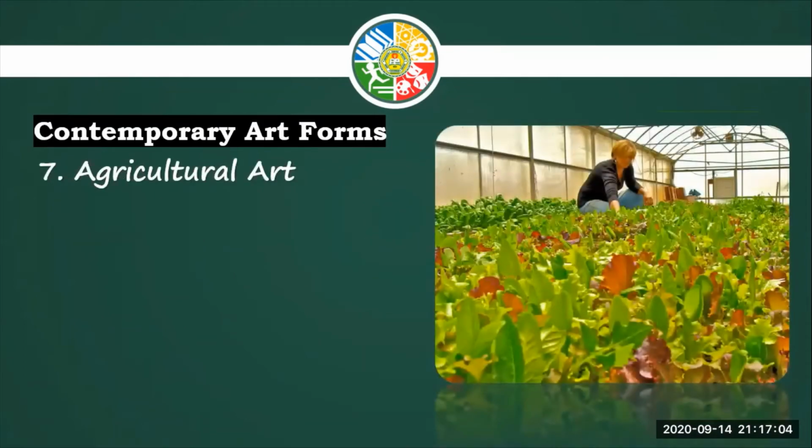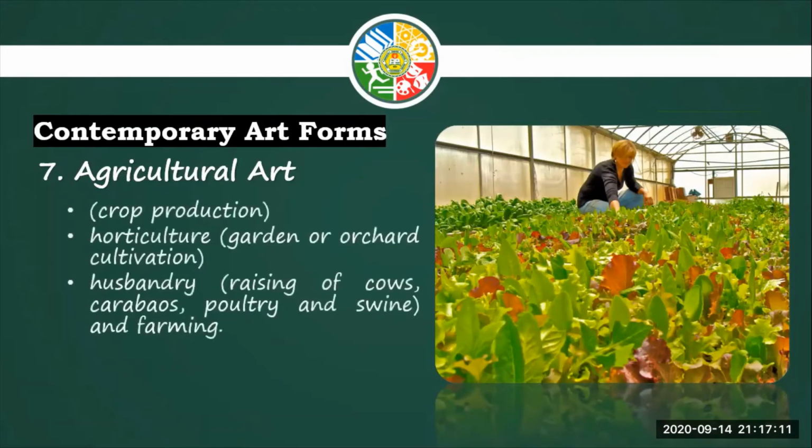Agricultural art, from the word agriculture. We usually associate agriculture with plants, and that is correct because it refers to crop production, horticulture, husbandry, and farming. Note, class, that agriculture became part of our contemporary art form because aside from being a producer of food in our country, agriculture has also produced lots of art forms such as landscapes.